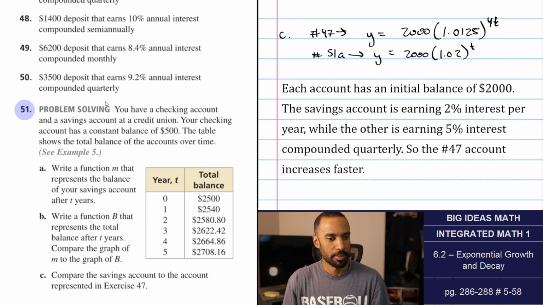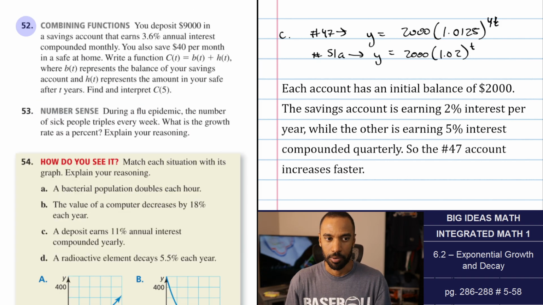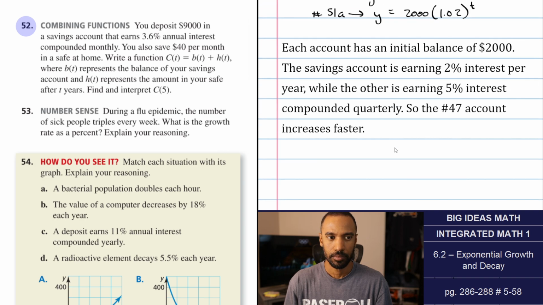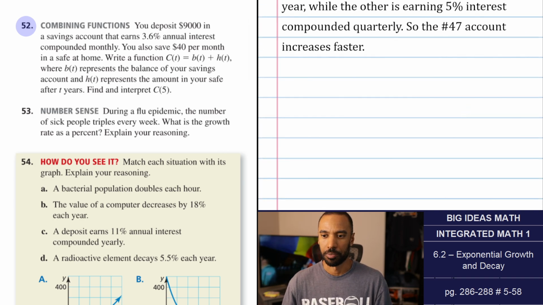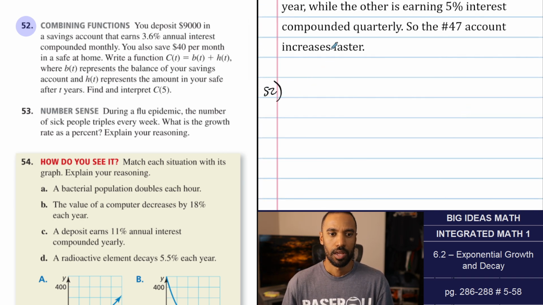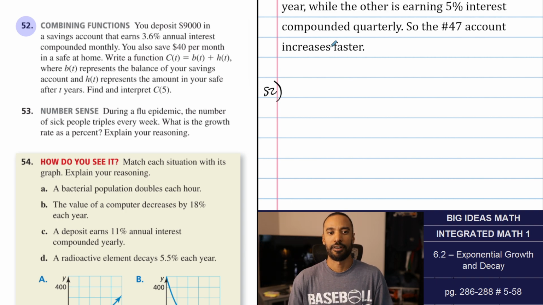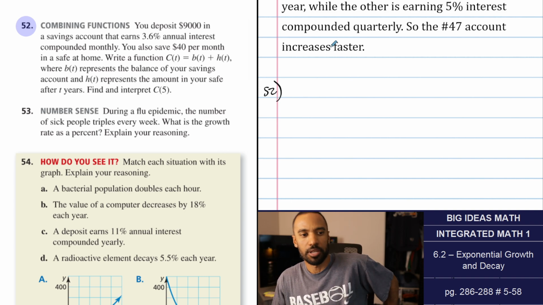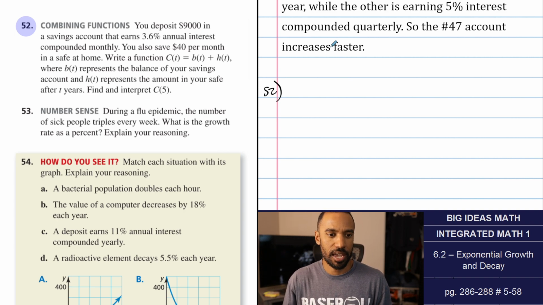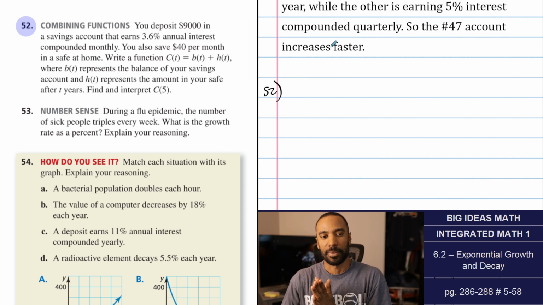Some of these things have trouble processing and saying right. Combining functions, number 52. You deposit $9,000 in a savings account that earns 3.6% annual interest, compounded monthly. You also save $40 per month in a safe at home. Write a function, C of t equals B of t plus H of t, where B of t represents the balance of your savings account, H of t represents the amount in your safe after t years. Okay. Find and interpret C of 5.